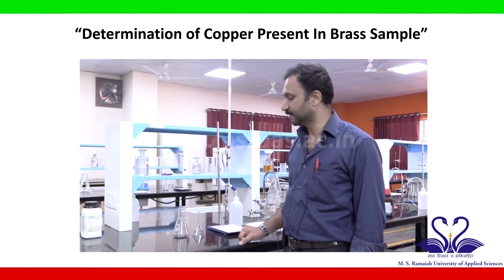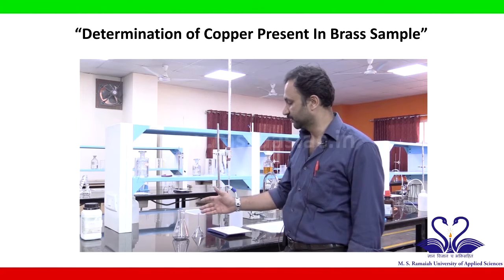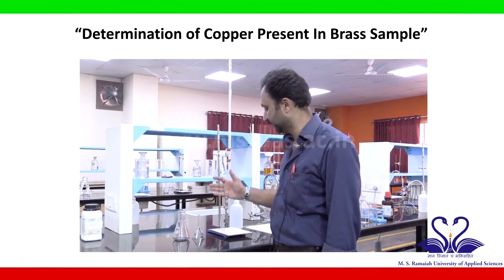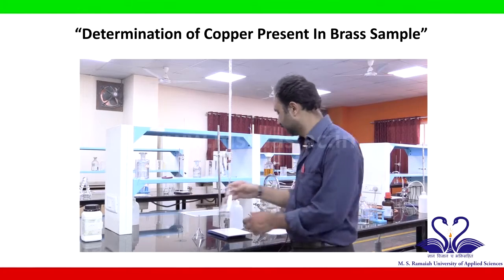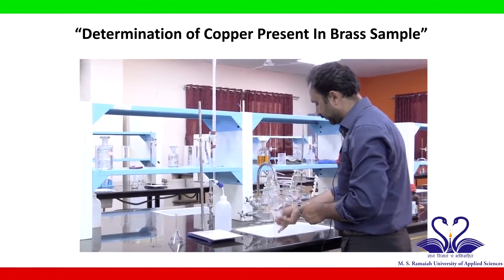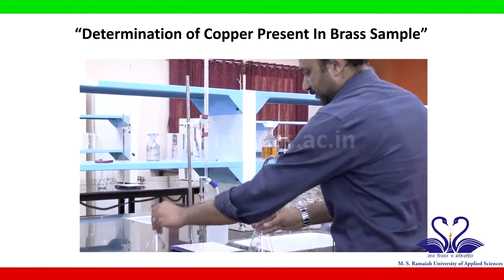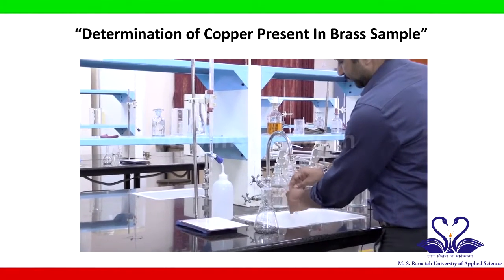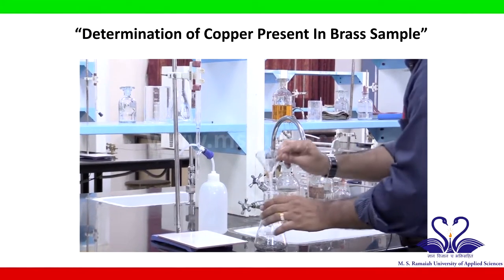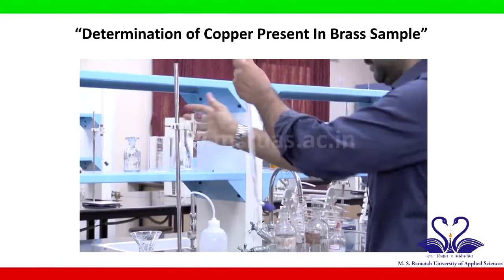Let us start the experiment. As usual, we have to start with the washing of the glass apparatus. The glass apparatus that we want is a burette, a funnel and a conical flask. Wash with tap water. The funnel also is to be washed with tap water, and the burette.